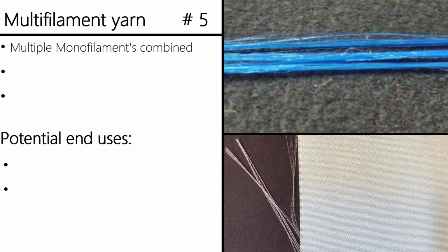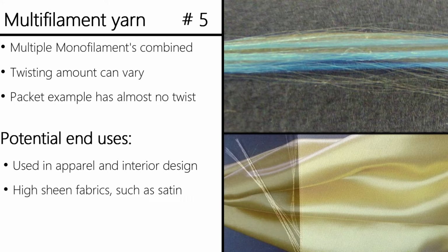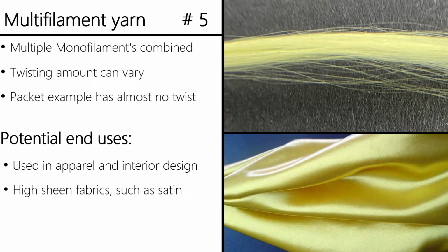The second filament yarn in your packet is multifilament, which is sample number 5. Multifilament yarn is made exactly how its name suggests, by combining multiple filament fibers into one yarn. The amount of twisting used can vary from no twist at all to a hard twist. As you can see, the sample in your packet has almost no twist in it. These yarns are very common in both apparel and interior applications. A good example of an end use for multifilament yarns is in satin or any other high sheen fabric, which will more than likely utilize multifilament yarns.